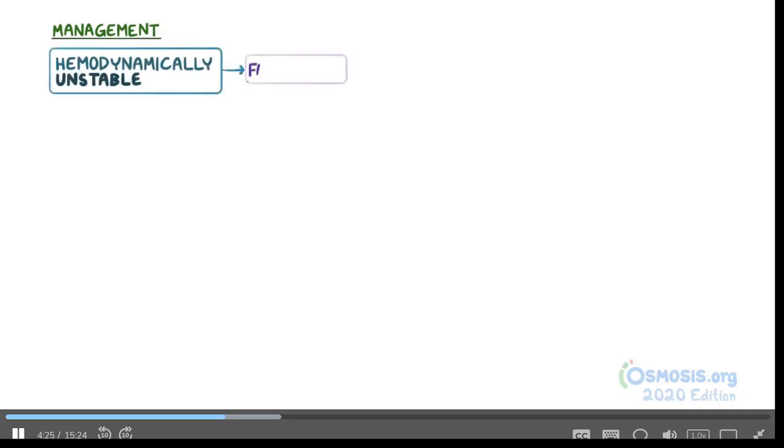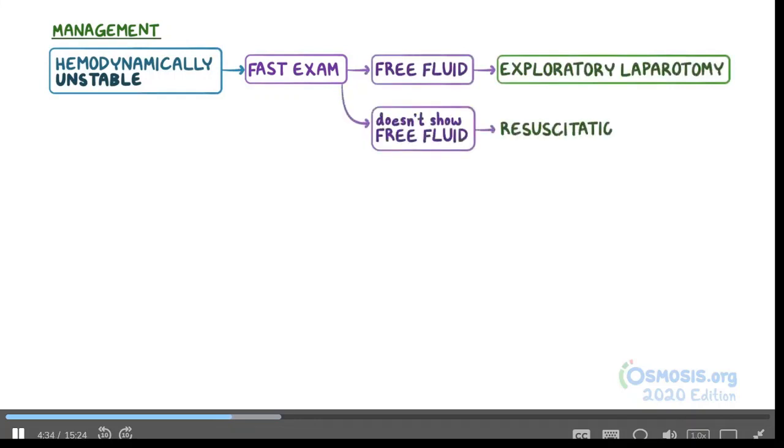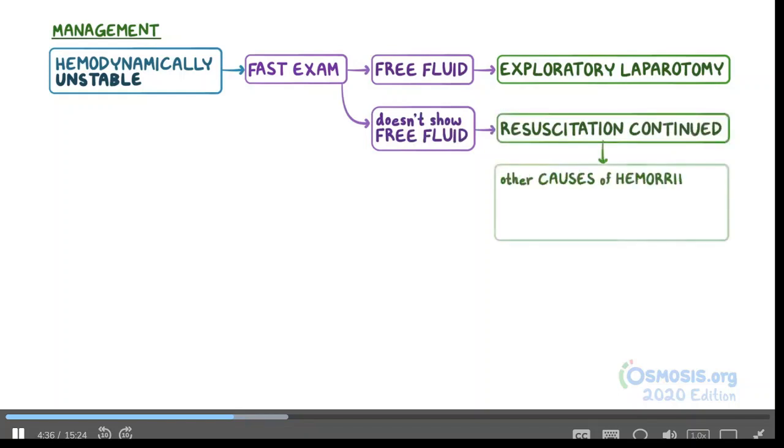Management of blunt abdominal trauma depends on the individual's hemodynamic stability. If they're hemodynamically unstable and the FAST exam shows free fluid, they should immediately get an exploratory laparotomy. If the FAST exam doesn't show free fluid, then resuscitation is continued, and other causes of hemorrhagic shock should be searched for, like bleeding from a pelvic or long bone fracture.